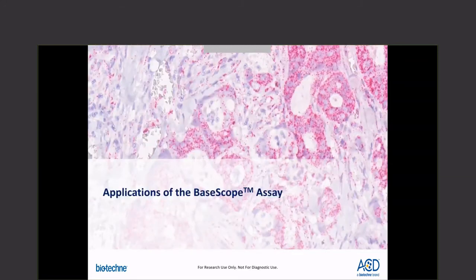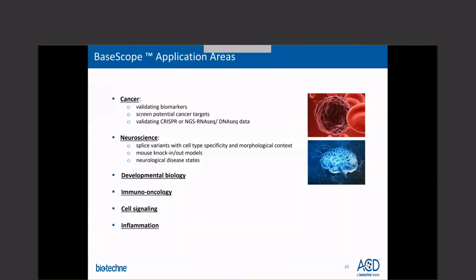Let's now take a look at some of the applications of the BaseScope assay. The BaseScope assay has been used in several application areas. The most popular research areas include oncology and neuroscience. Since point mutations and splice variants have significant pathological implications in cancer, BaseScope is frequently used to visualize these targets in situ. Similarly, we have seen wide application of the BaseScope assay for detecting circular RNAs, gene fusions, and splice variants in the brain.